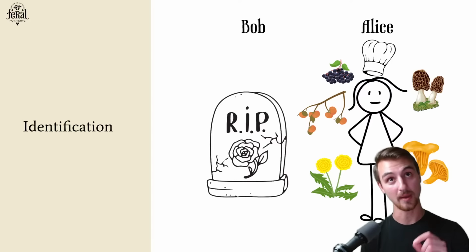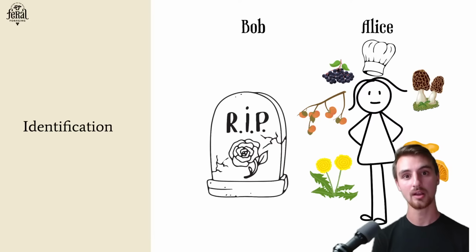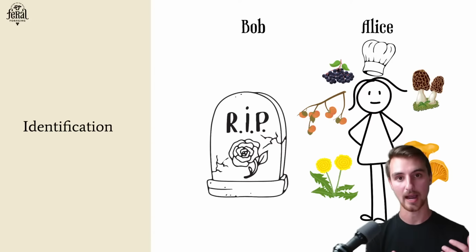If you are a bad cook, but good at identification, you might have a bad meal, but if you are a bad identifier, but a good cook, you might have your last meal. So we'd much rather have a bad meal than our last meal. And that's why this is so important. So we're going to spend a lot of time on identification.